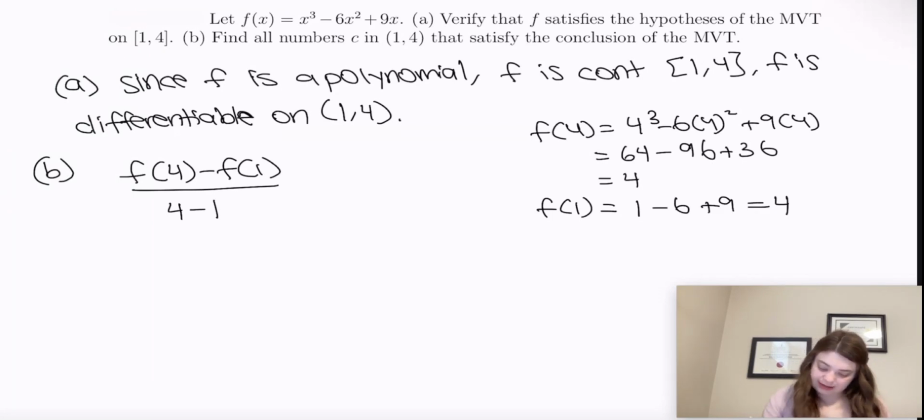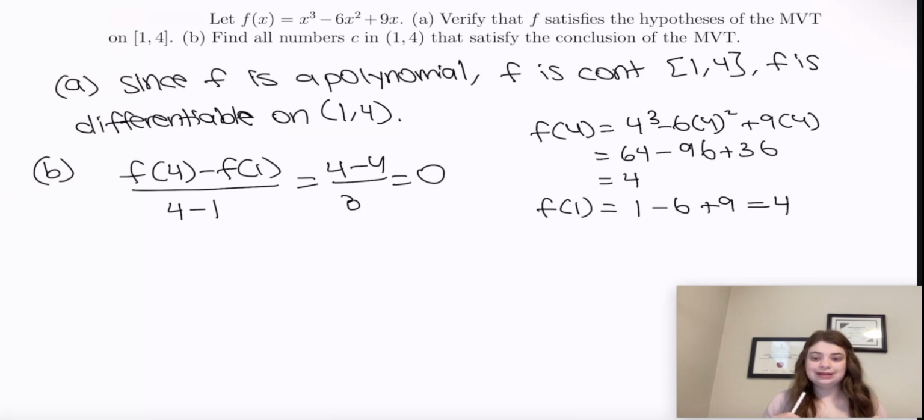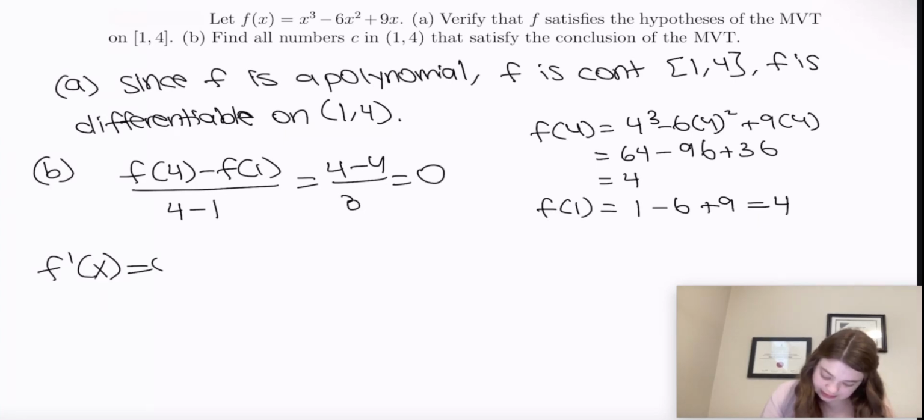Okay, so then we're going to end up with actually slope of 0 here, because we're going to get 4 minus 4 over 3, which is just going to give us 0 over 3, which is 0. So therefore, I need to set the derivative equal to 0. So let's do that. Let's find the derivative and set the derivative to 0.